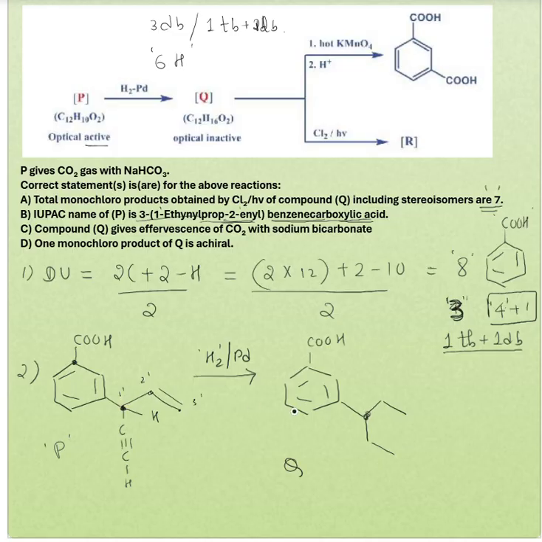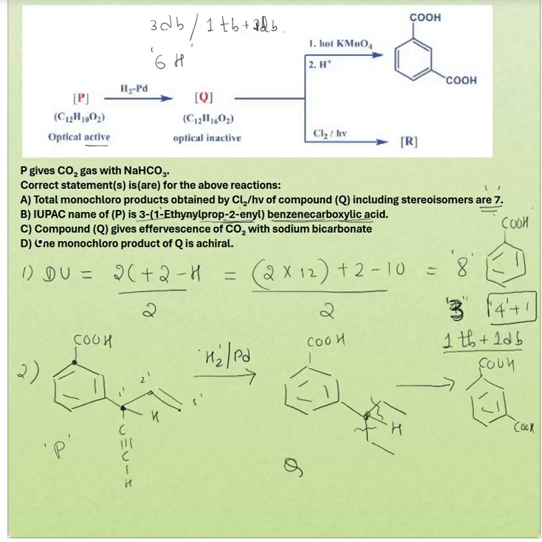Yeah, there is a chiral carbon here, which changed to optically inactive, because the chirality is gone now since you're doing hydrogenation. So product Q, this is also correct, right? So now moving on. The hot KMnO4, yes. Whenever you have an alkyl group here, if there is 1 benzylic hydrogen also, it is enough to convert it to a carboxylic acid. Yeah, this is also correct. So far everything is correct.